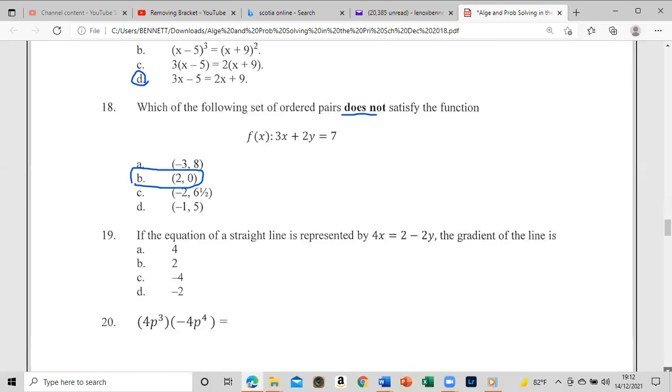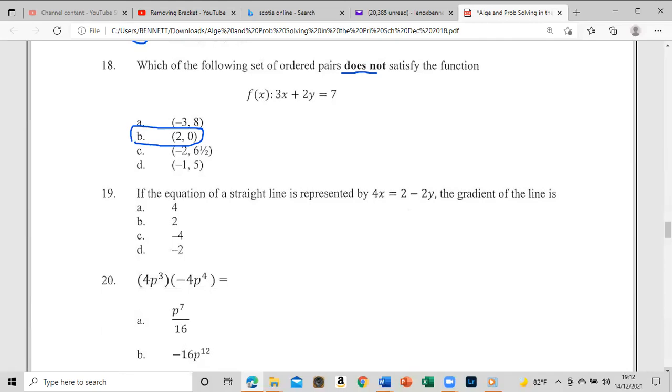If the equation of the straight line is represented by 4x equal to minus 2y, the gradient of the line is? Let me show you something. I never taught you this before. All right, so we have 4x equal to minus 2y. The first thing: every straight line equation is in the form y equals mx plus c, where m is the gradient, right?